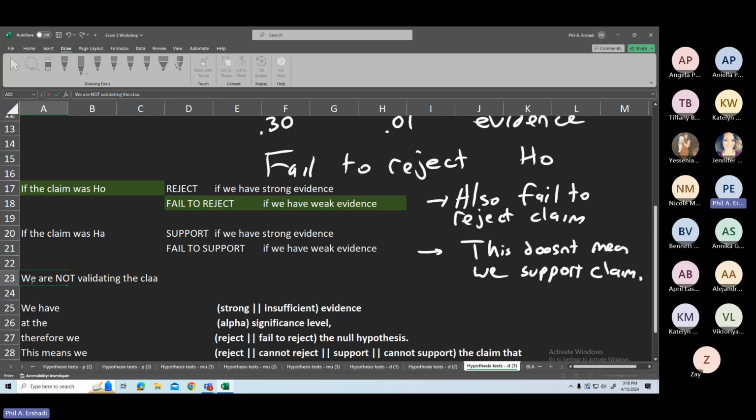I'm going to type that in because that's a big deal. We're not validating the claim. We're saying we don't have the evidence to cross it out.